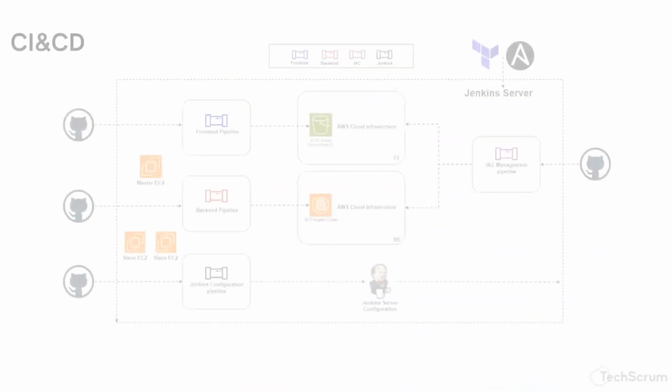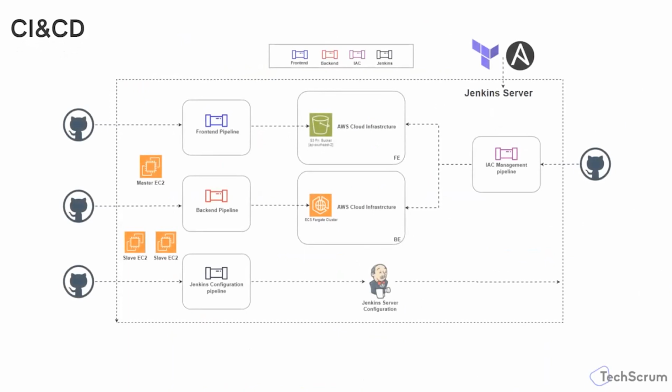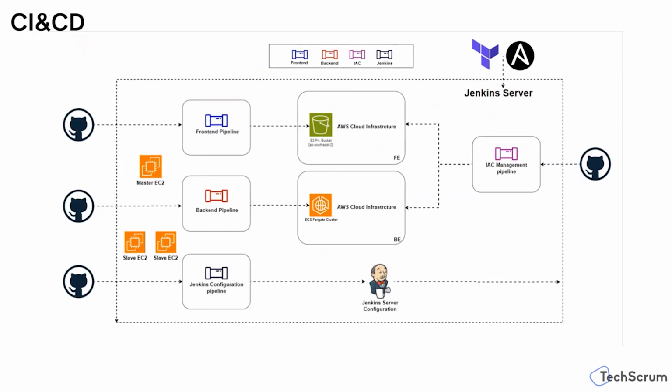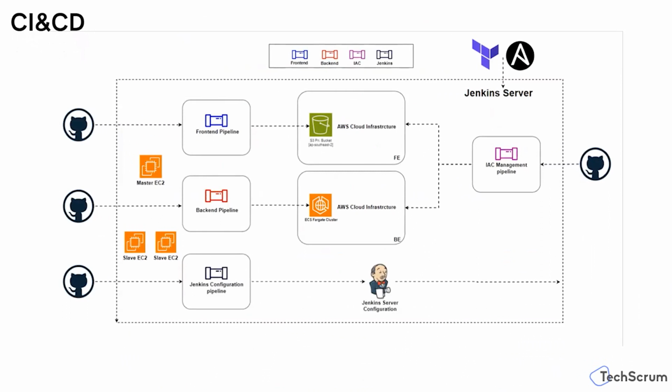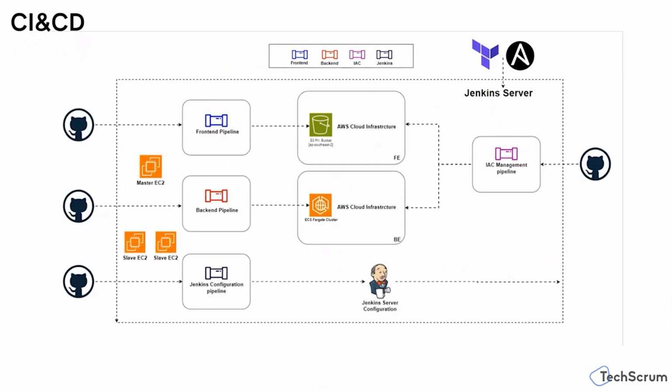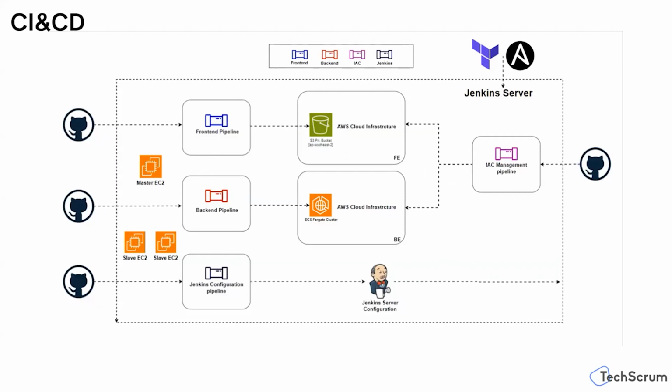The front-end pipeline is responsible for building and deploying our front-end application. It checks out the front-end code, installs dependencies, builds the application, and deploys the artifacts to an S3 bucket. Similar to front-end, the back-end pipeline checks out back-end code, installs dependencies, and we have also added a Snyk scan for code security, builds the Docker image, pushes the image to ECR repository, and deploys to ECS cluster Fargate.